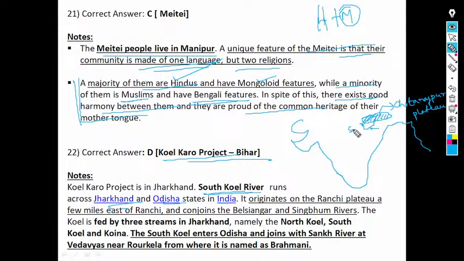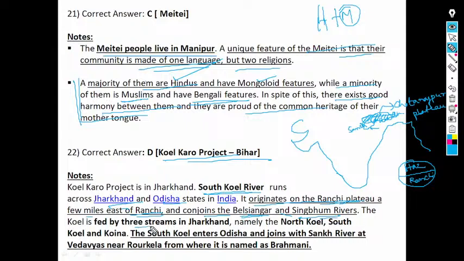So this is your Sank river and this is your Koel river. The Koel river originates on the Chota Nagpur Plateau in Jharkhand. It originates on the Ranchi Plateau, a few miles east of Ranchi, and co-joins the Belsiangar and Singhbhum rivers.